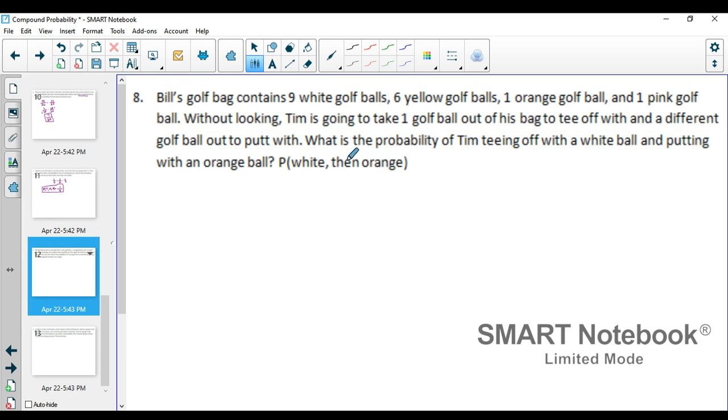So we need the total number of golf balls in his bag. So we have 9 plus 6 is 15, plus 1 is 16, plus another is 17.